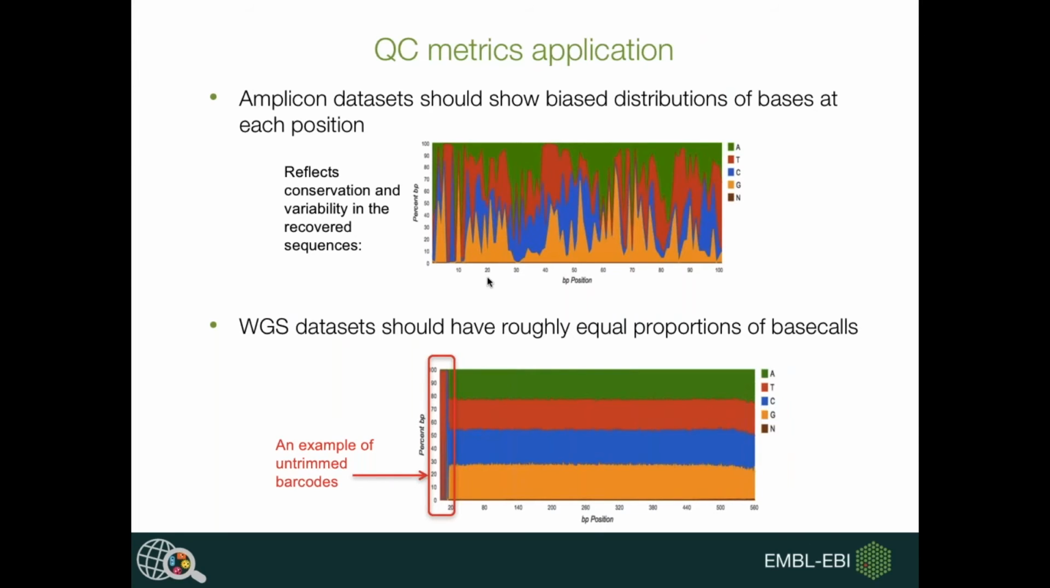So for amplicon data sets, you should see pictures like that one at the top. For WGS data sets, so whole genome shotgun, they should be roughly equal in their base calls. Actually, this one's got an untrimmed barcode at one end. Wouldn't matter so much for the kind of analysis we're doing on it, but if you wanted to assemble the data, that might make things quite difficult. So these are useful things to look at.